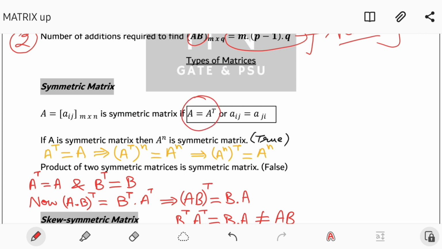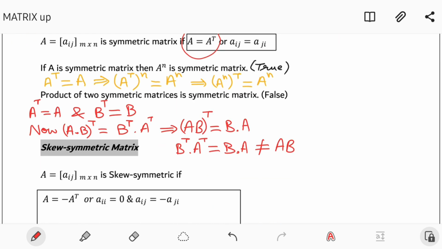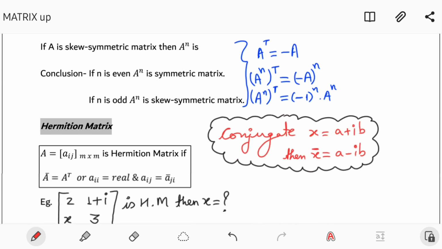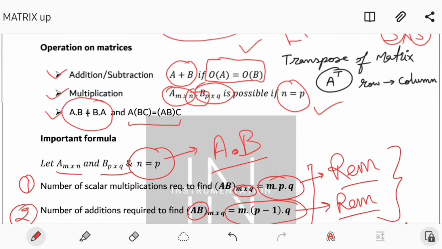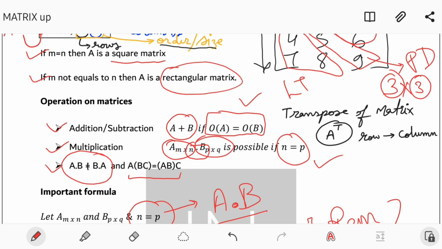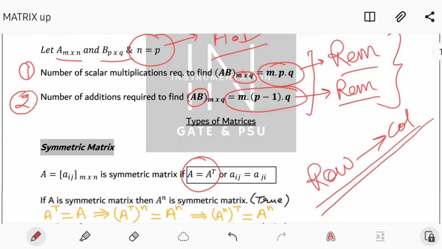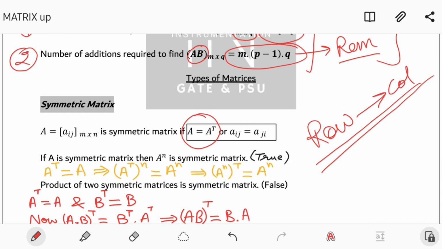Let me tell you what a transpose is. Transpose is when you convert a row into a column. This is the general meaning of the transpose. Over here I have written that the transpose of a matrix is just converting the rows into columns. I hope you all know that. It's a very basic thing how we calculate the transpose of a matrix.